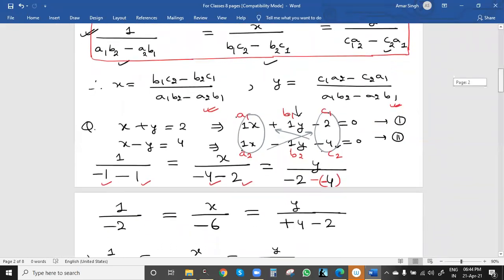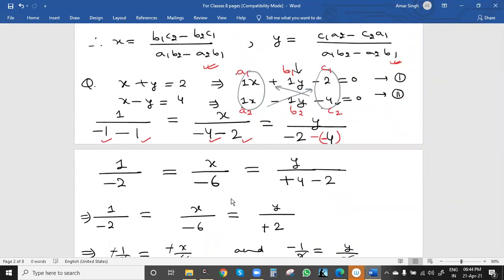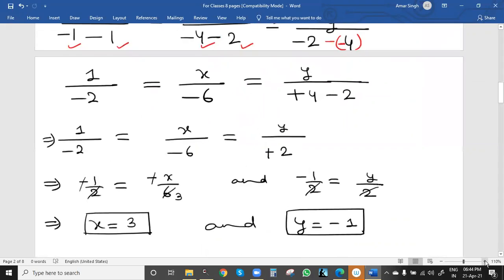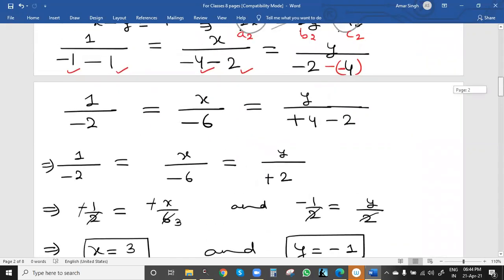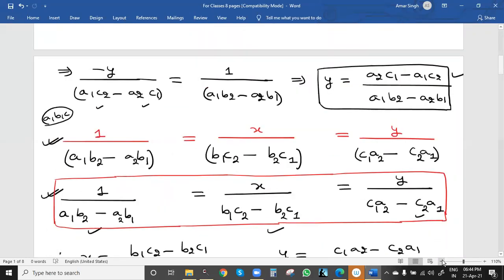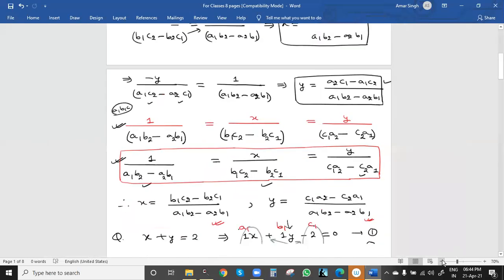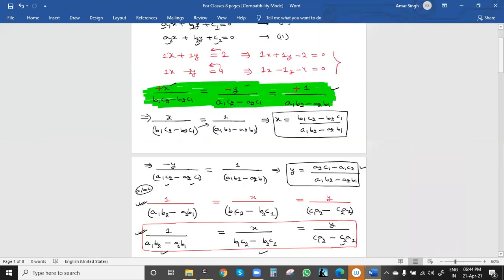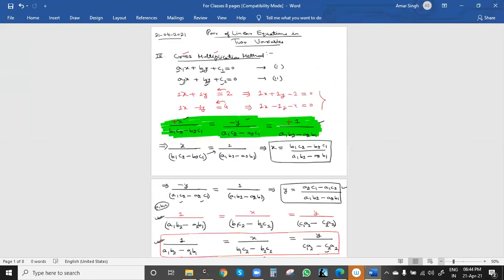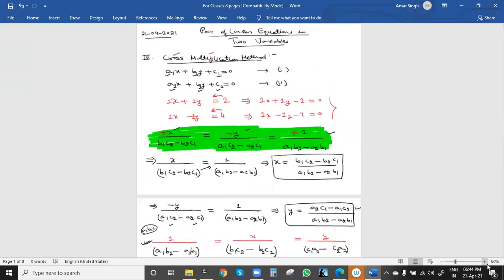Same thing here. So 1 by minus 1, x by minus 6, and y by minus 2 plus 4, that is 4 minus 2, that is 2. So x value will be 3 and y value minus 1. Yes. Any doubt? Sir, once can you scroll upwards? Can you go up? Yes, sir. Continue, sir. Thank you.